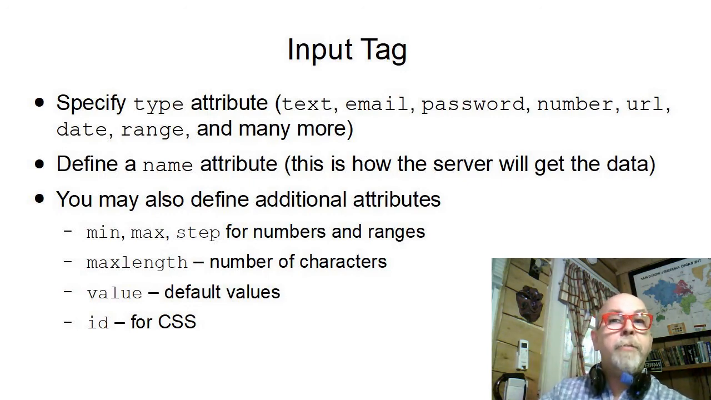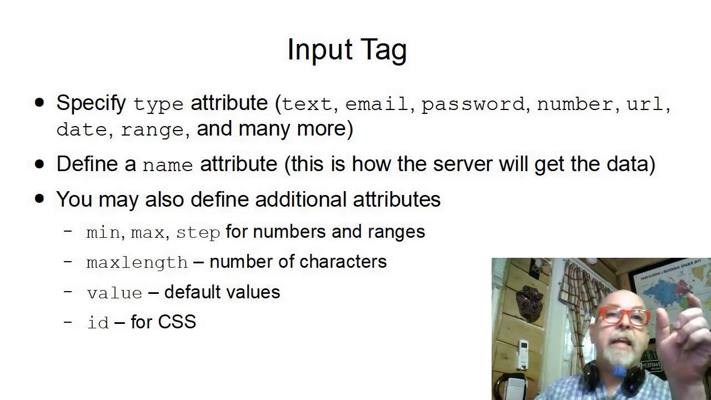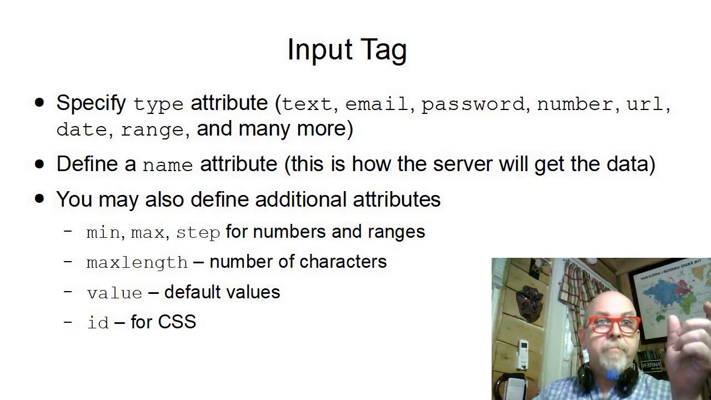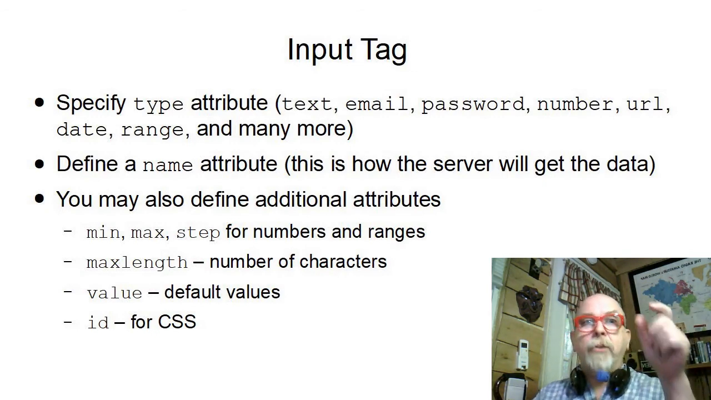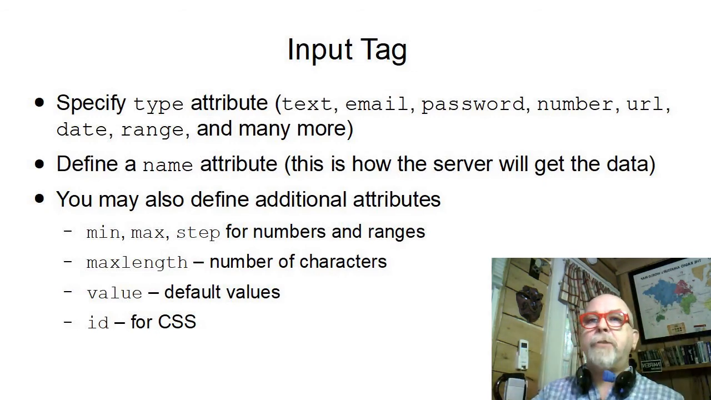Value is another attribute that you can set for all of these inputs, where you would put the default value. So if you wanted to automatically fill in a certain value that the user could then overwrite, you would put that in the value equal that as an attribute. And you can always add an ID to your inputs so that you can style them and manipulate them that way.